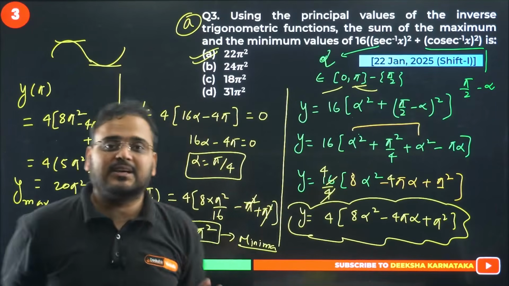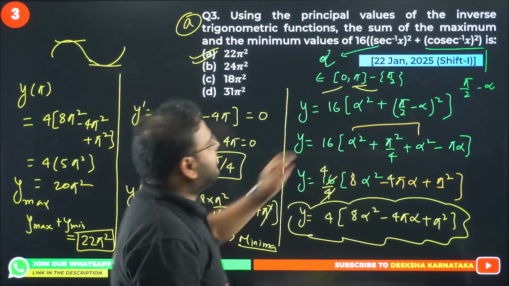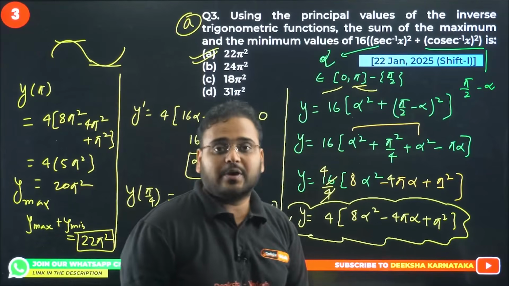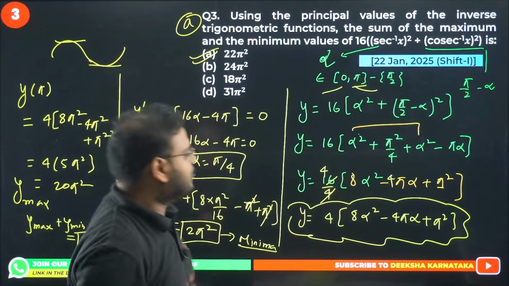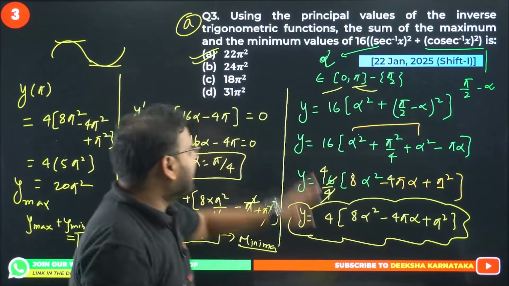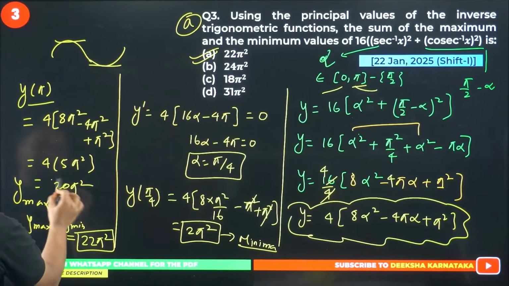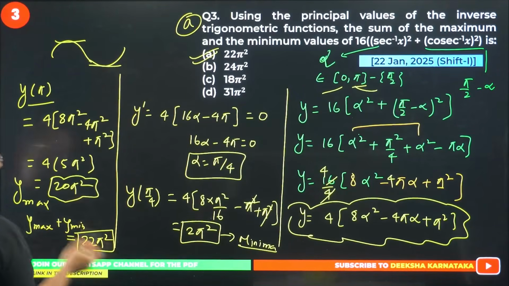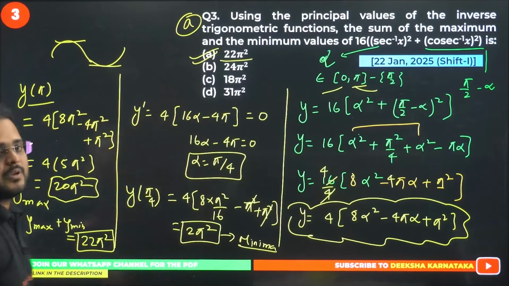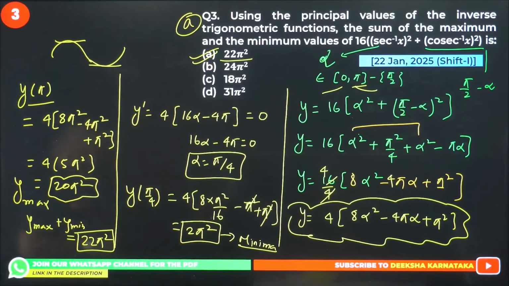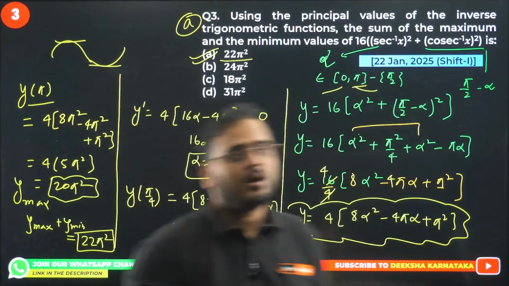Only one critical point is there, and we have two boundaries also, 0 and pi by 2. We found the value at 0, it was coming as 4 pi square, which is not minima, and then we found the value at pi, which gave 20 pi square. If you take the sum of 20 and 2, the answer is coming as 22, which is option number A. So question number 3, answer is option A. Can I move on to question number 4 now? I hope there is no doubt.